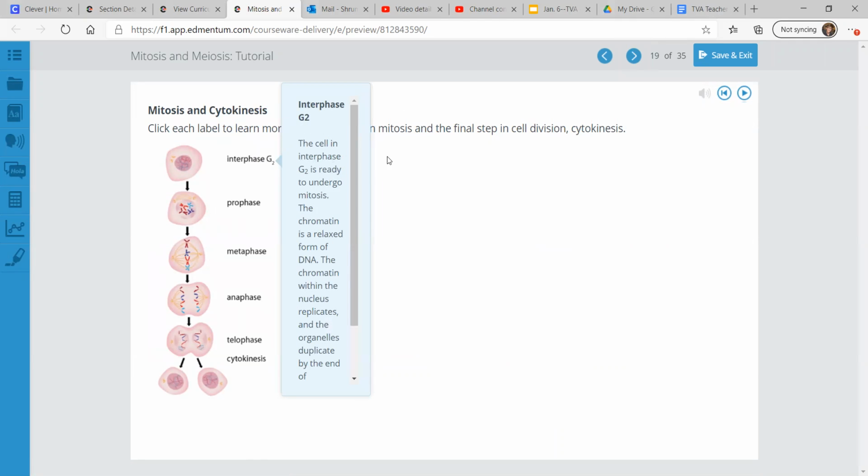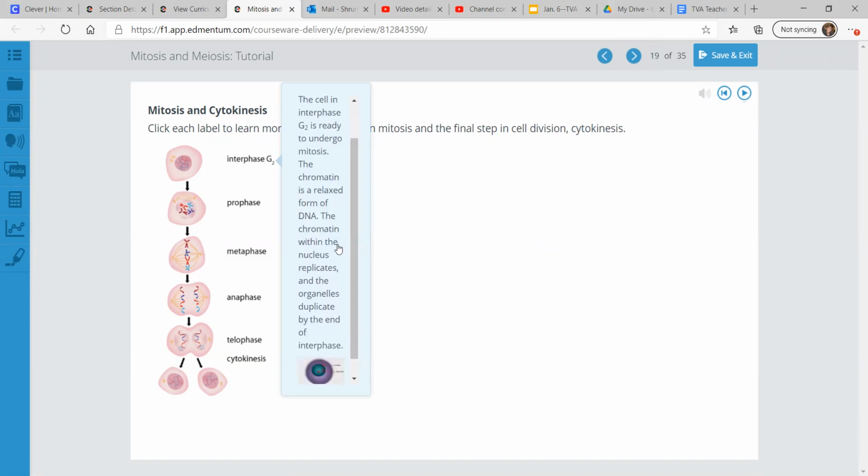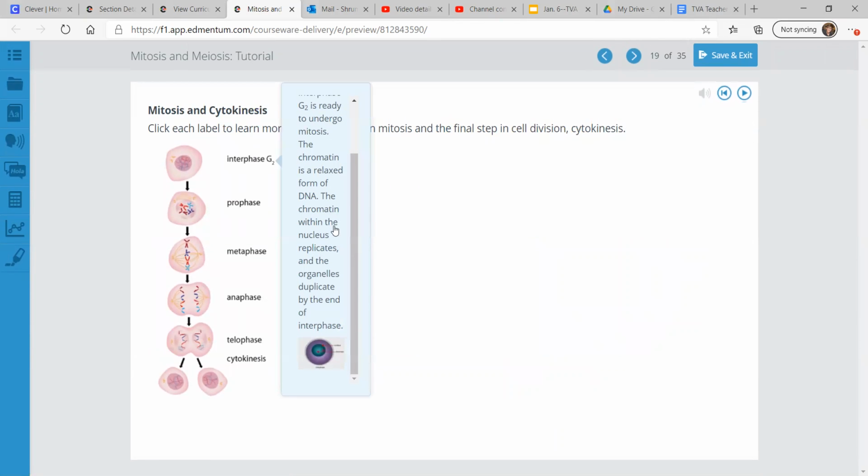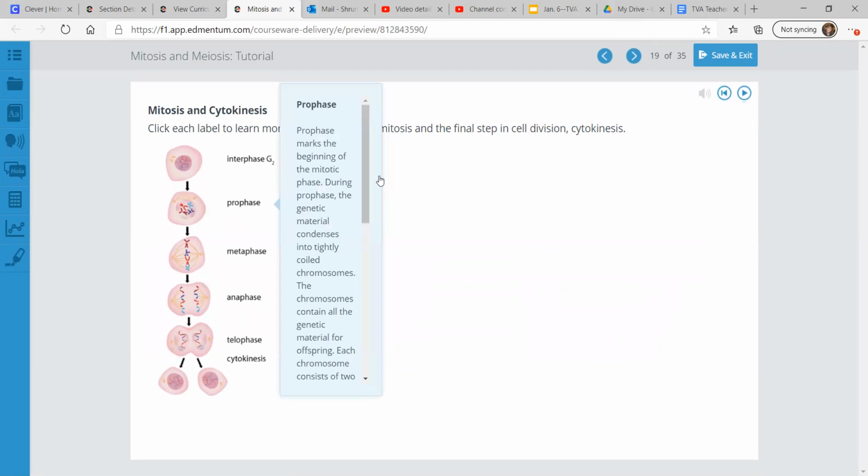So interphase G2. The cell in interphase G2 is ready to undergo mitosis. The chromatin is a relaxed form of DNA. And within the nucleus, the chromatin replicates and the organelles duplicate by the end of this interphase. Then you move on to prophase.